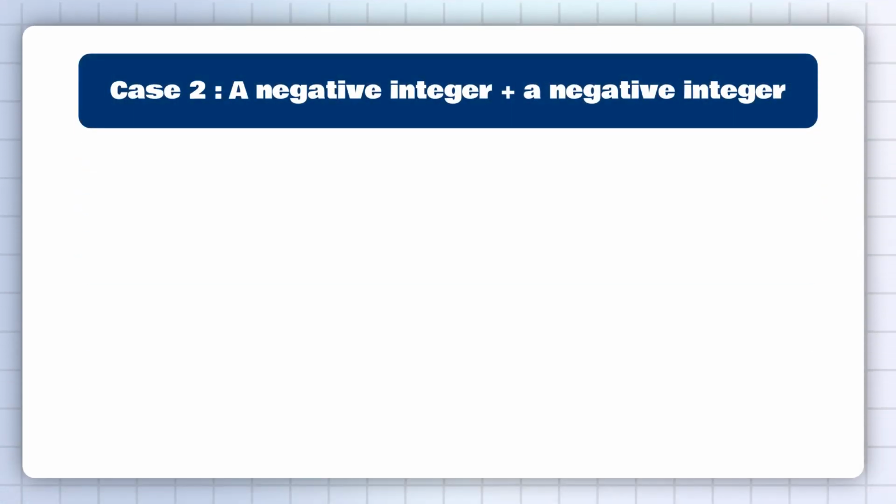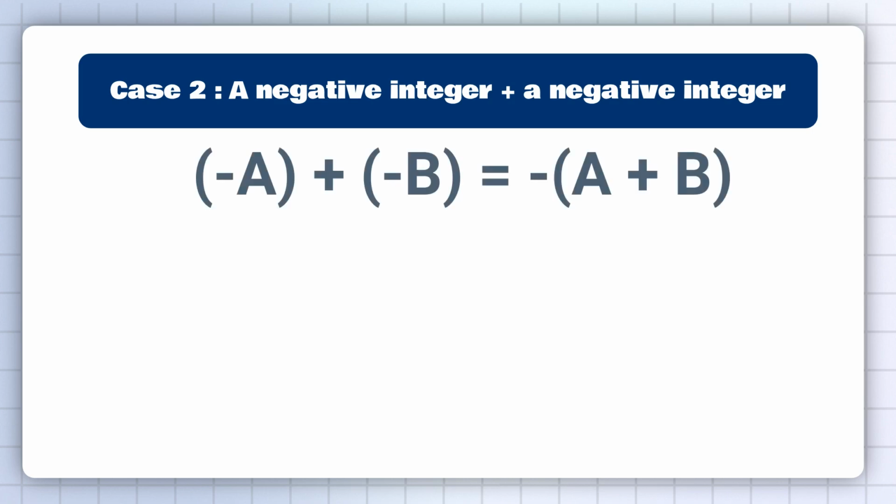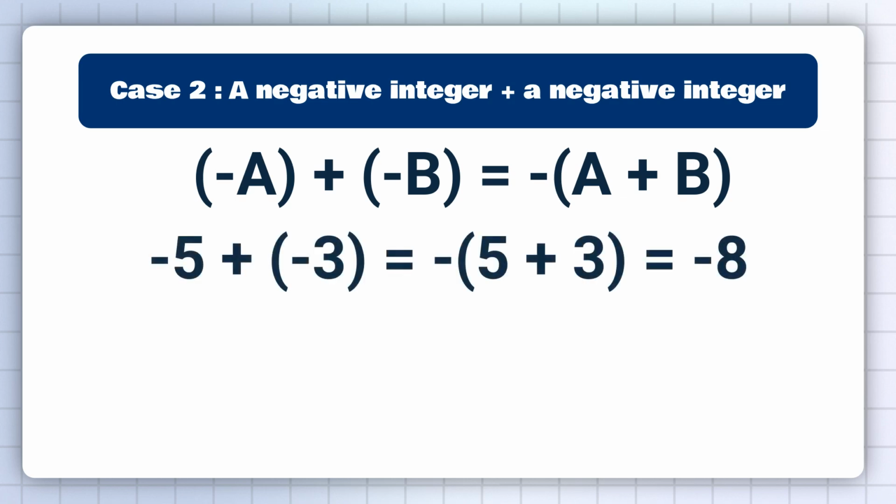Let's generalize this. Adding two negative integers is equivalent to adding their absolute values and then placing a negative sign in front of the result. This can be written as -a plus -b equals -(a plus b). So if we have -5 plus -3, then we can say -5 plus -3 equals -(5 plus 3), which equals -8. Let's explain this using the number line.